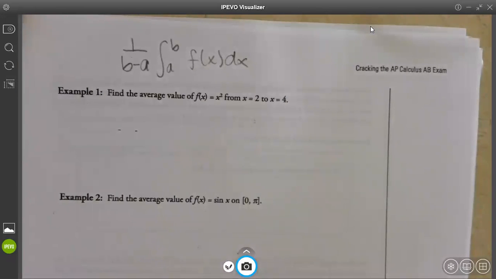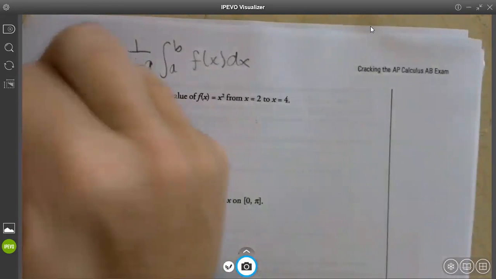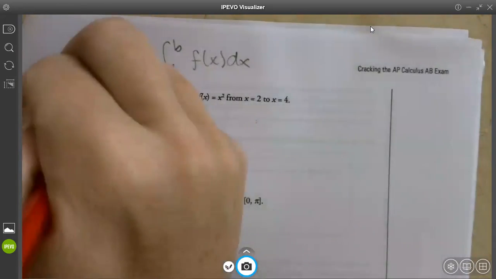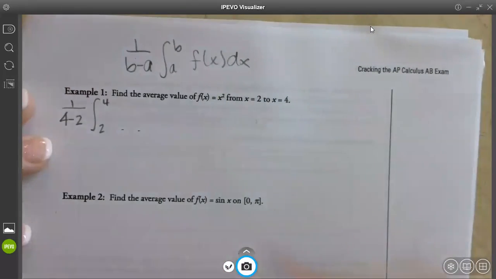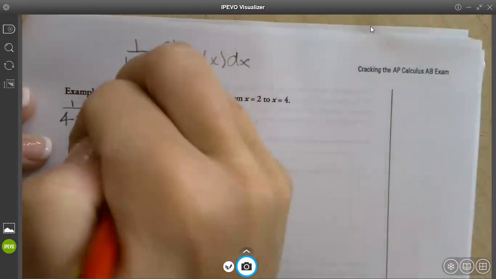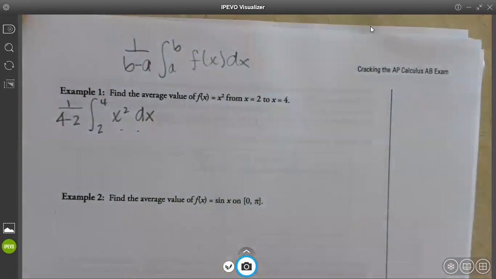1 over b minus a, the integration from a to b of f of x dx. So what is our a and our b? What's your b? 4. Your a is 2. So we're going to do 1 over 4 minus 2, the integration from 2 to 4. Your f of x is x squared dx.